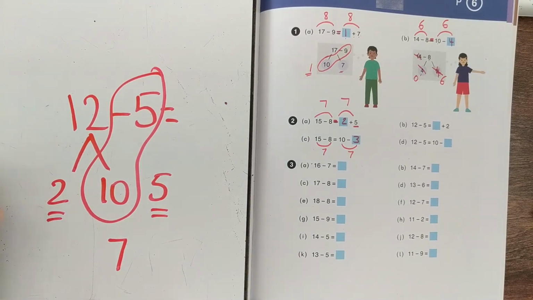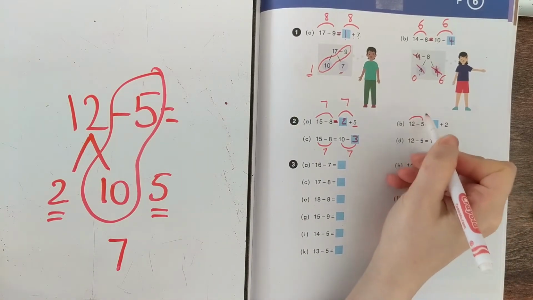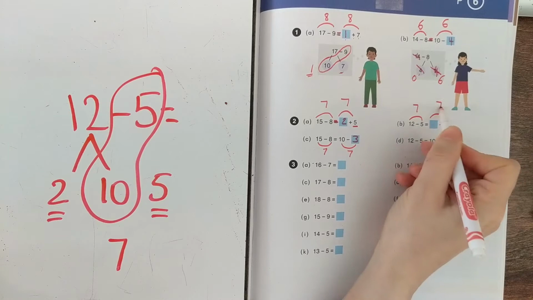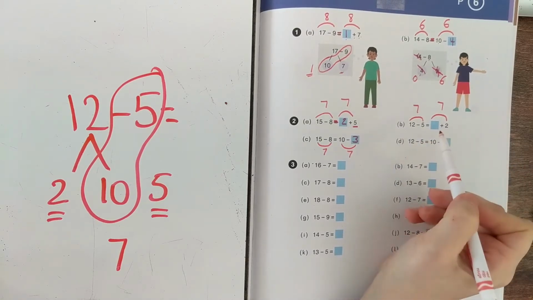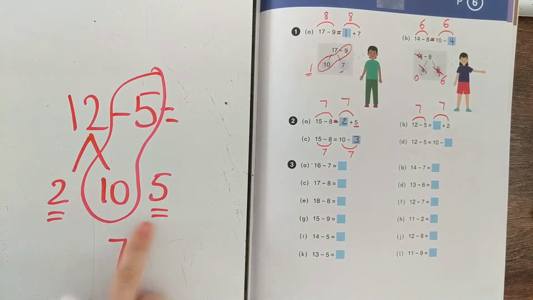7. Wow, this answer was 7 too. How cool. So 12 minus 5 we said is 7. That means this side also has to be 7, right? What number plus 2 gives you 7? 5. You are right.